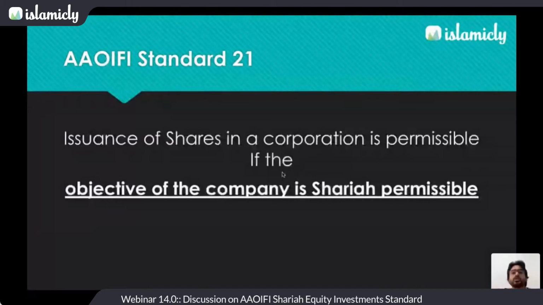In this, all the shareholders or the promoters of the company come together and mention what is the kind of business activity or activities that the company is going to undertake. So here the EOF standard tells that if the objective of the company is Sharia compliant, or if there is nothing which is averse to the Sharia rules, then investment in this company is permissible. This is one of the rules.